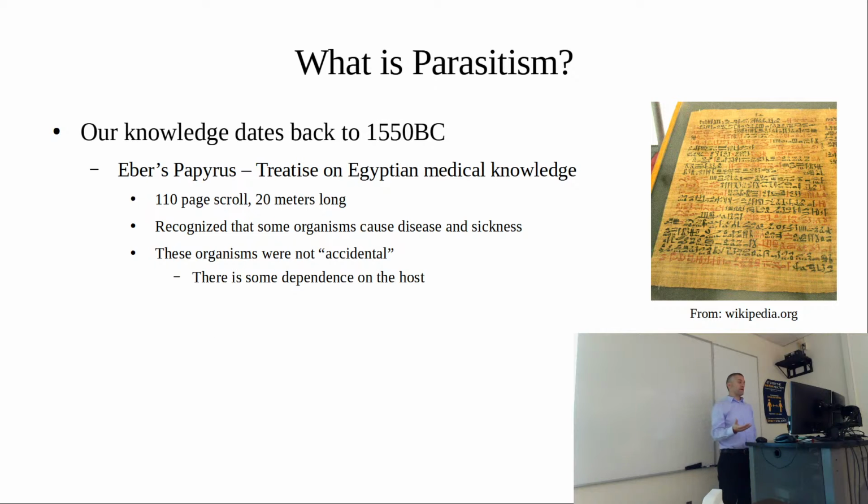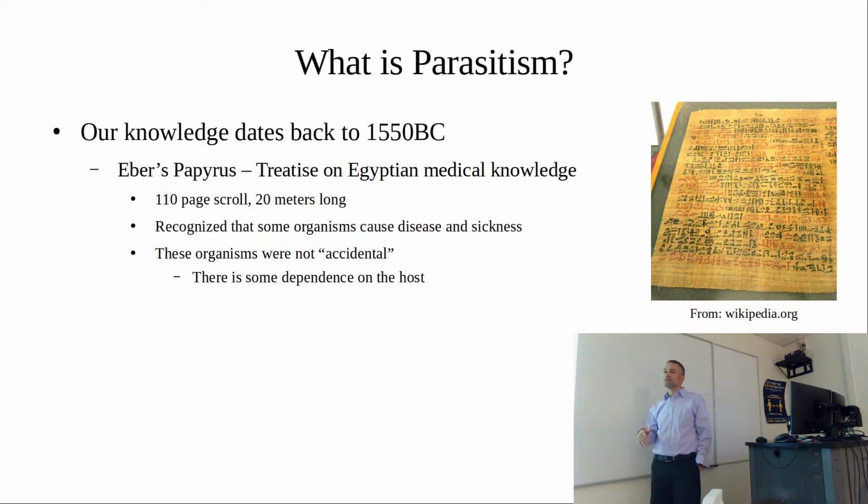All right, so what is parasitism? Parasitism, at least our knowledge of parasitism, dates back at least to 1550 BC. It's at least the date of the Ebers Papyrus, which is a medical document that collated all the information that the ancient Egyptians knew. Now, this document could have been a copy of the original, but it's a collection. It's 110 pages, 20 meters long. Massive collection.